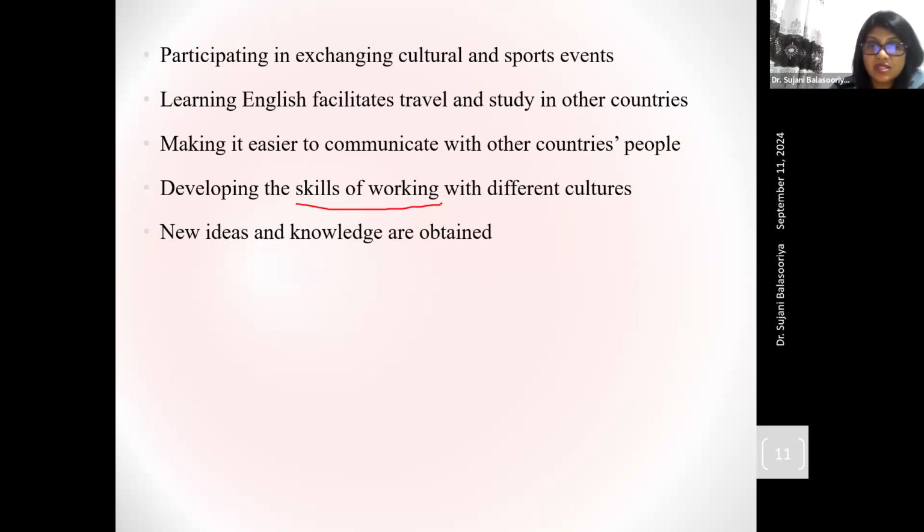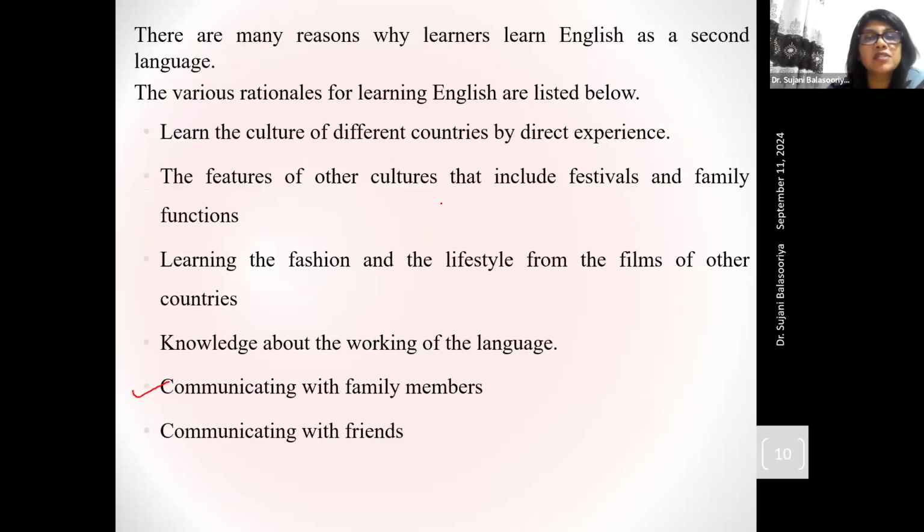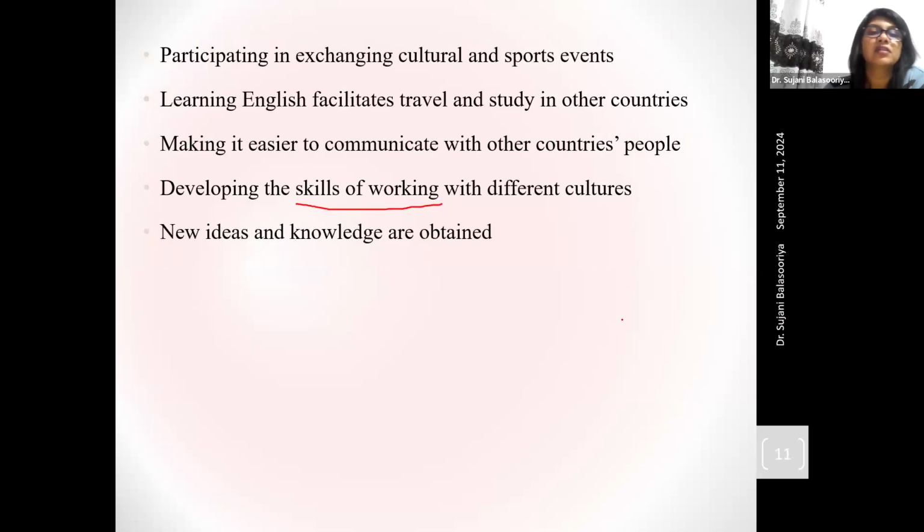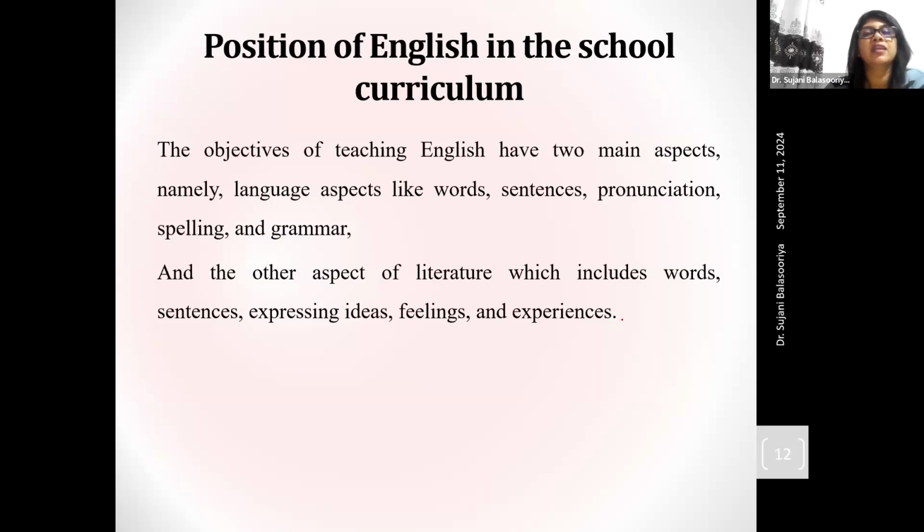Most of the reasons you know already. The only thing is, sometimes the reasons related to culture may be new to you. Other than that, these reasons are already familiar, right? Position of English in the school curriculum. Right now, we are coming gradually to the education system. So far, we were talking about the English language broadly. Now, this is about the position of English in the school curriculum, right?